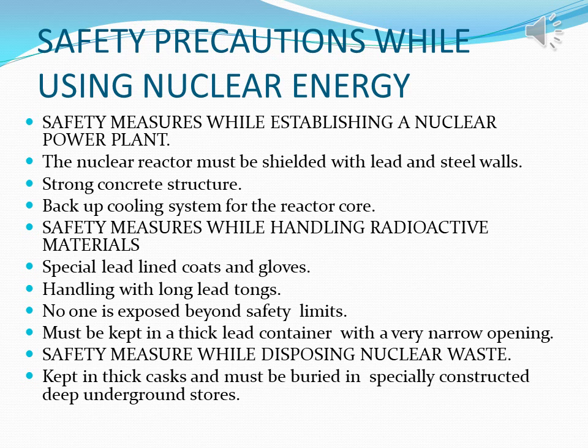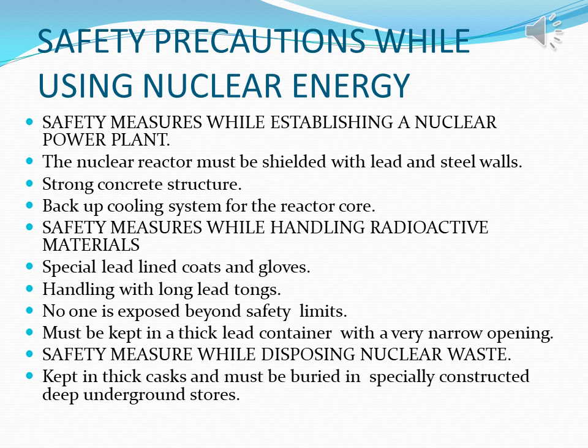Now, next, let's talk about safety precautions while using nuclear energy. We can categorize the precautions. So, the very first is safety measures while establishing a nuclear power plant. The following precautions should be taken into consideration. The very first is to ensure that the people working in it are not exposed to nuclear radiations, and in case of any accident, there is a minimum spread of radiations.